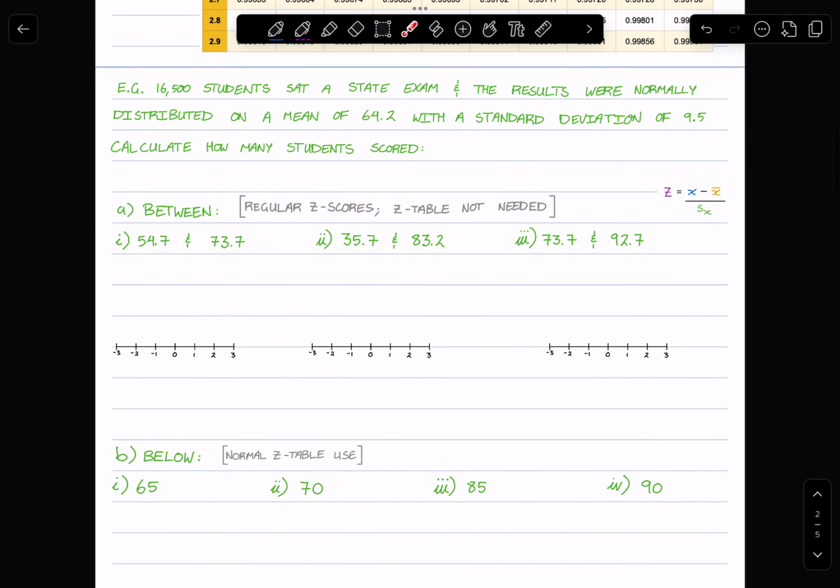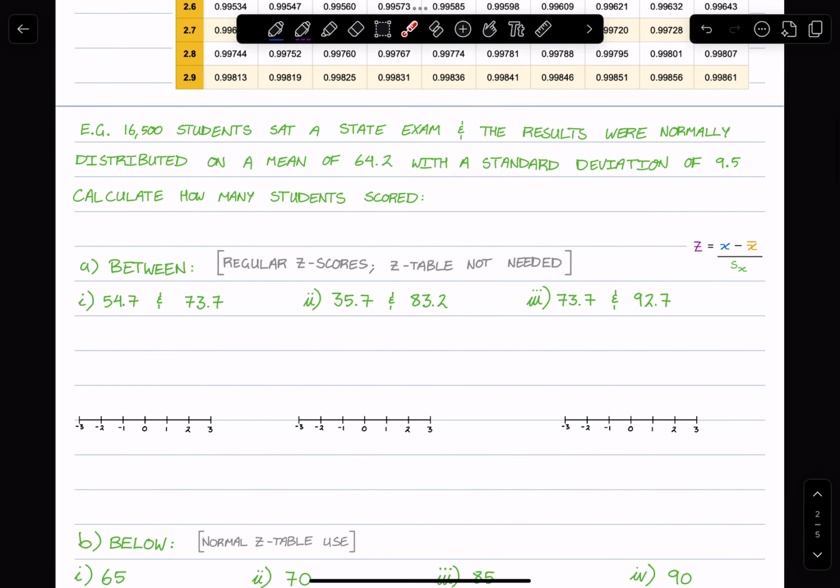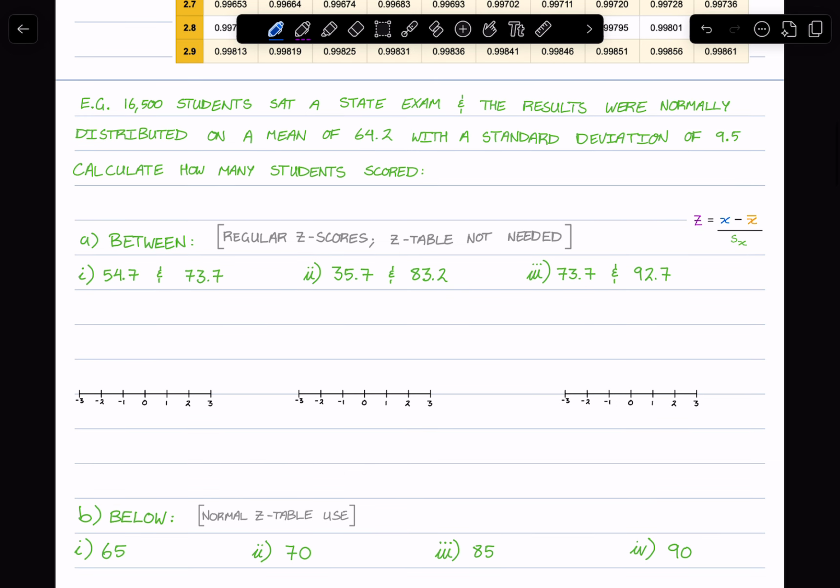So let's go straight into the first set of scores, and I'm going to do a lot of examples just to really show and contrast and see how to really operate this Z-score table. So here we go.